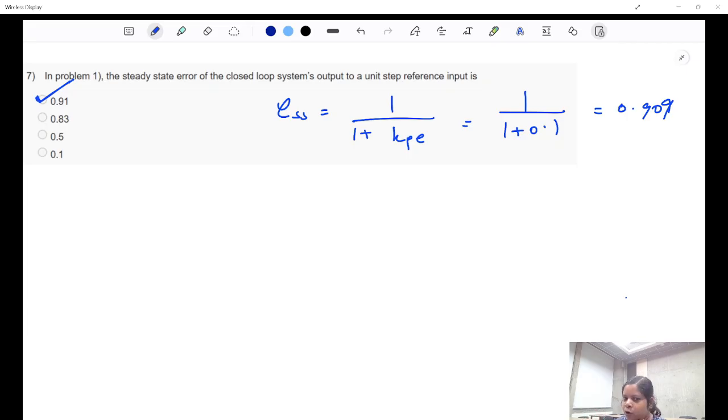Any questions with Bode plot, because we are going to switch gears to Nyquist plot after this? No more questions? Okay.